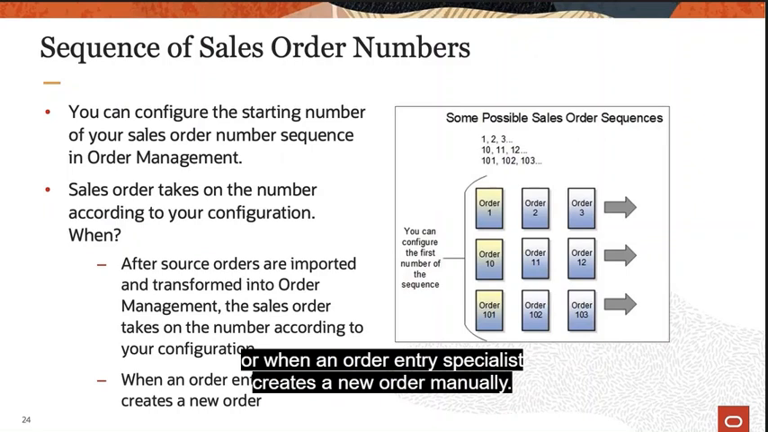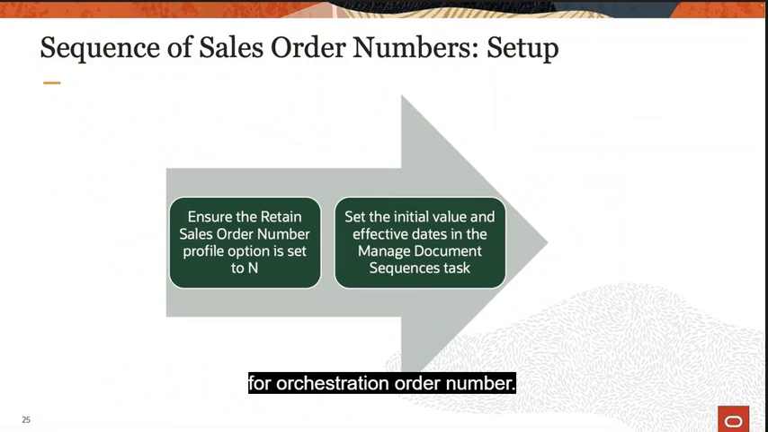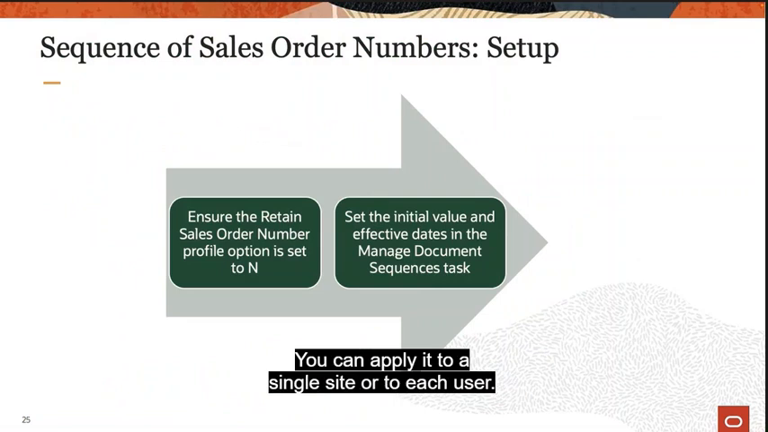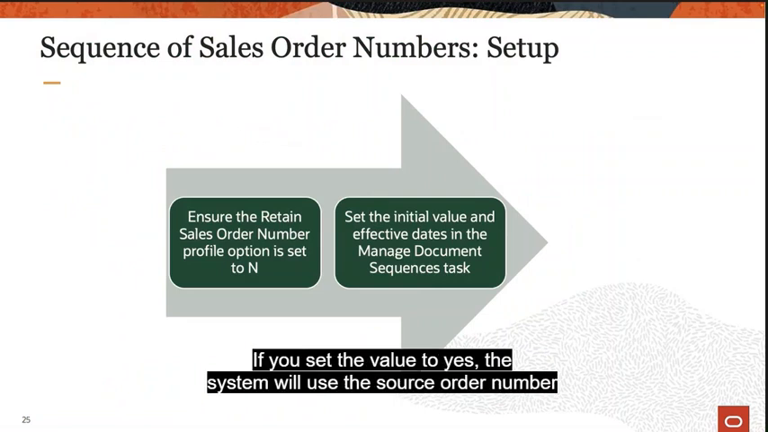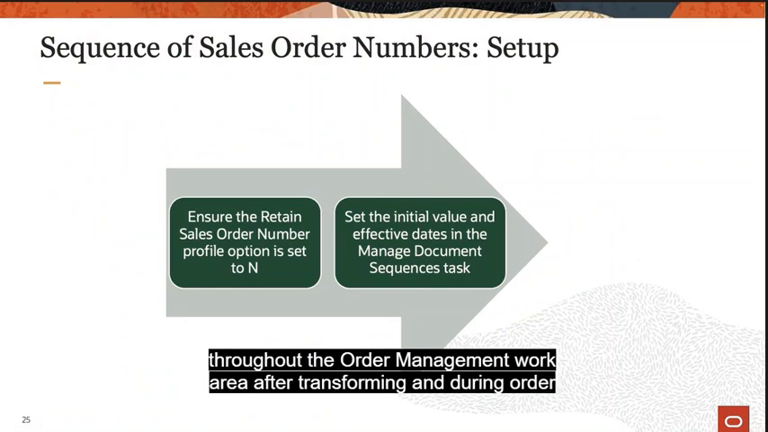There is a profile option configuration named Retain Sales Order Number for Orchestration Order Number. You can apply it at the site level or to each user. If you set the value to yes, the system will use the source order number that you import from as the order number during and after transformation. Order management will display the source order number throughout the order management work area after transforming and during order fulfillment.